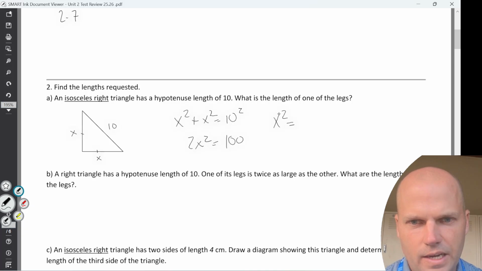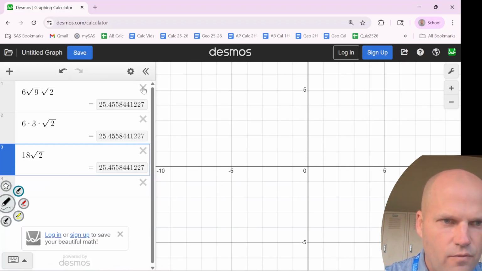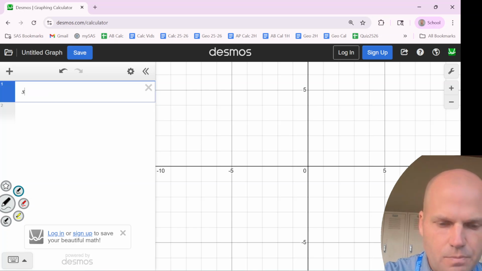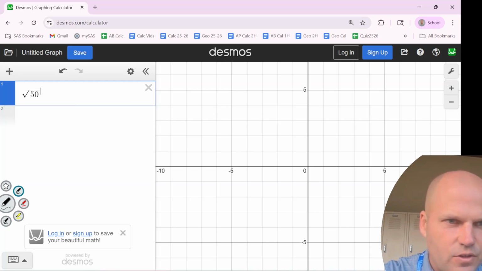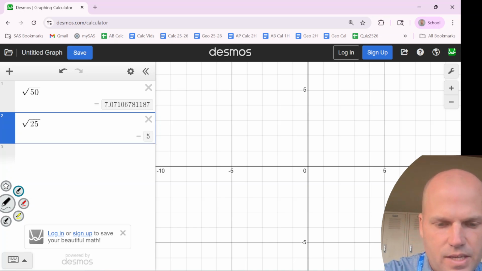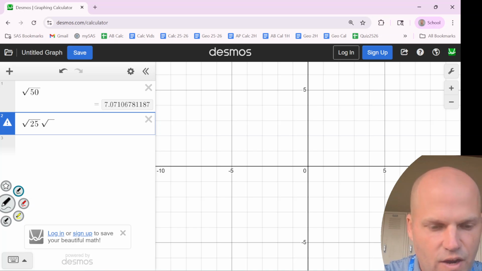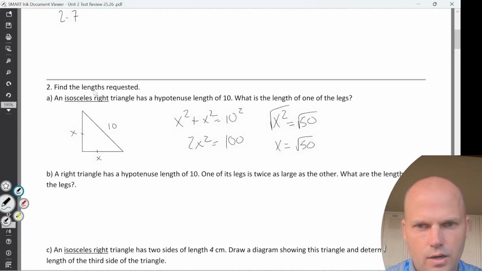Divide by 2, I get x squared equals 50. Square root to find the number that times itself gives us 50. That's the square root of 50. The square root of 50 can be simplified. This number times itself is 50. Cool. But 50 can be taken and divided by 25, which is a perfect square. So 5 root 2 is our simplified answer.